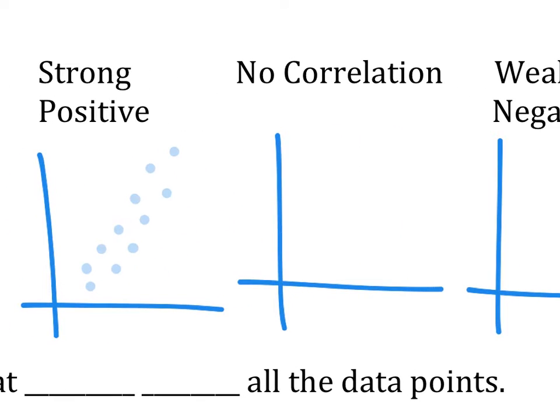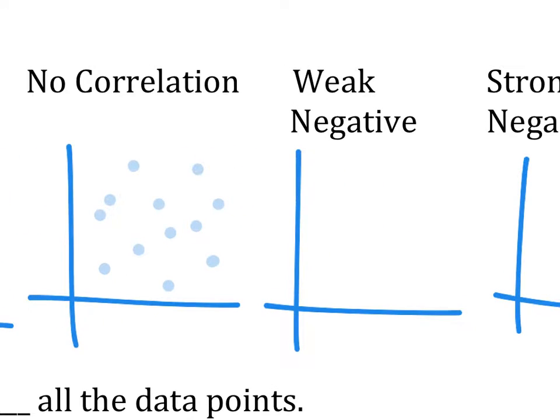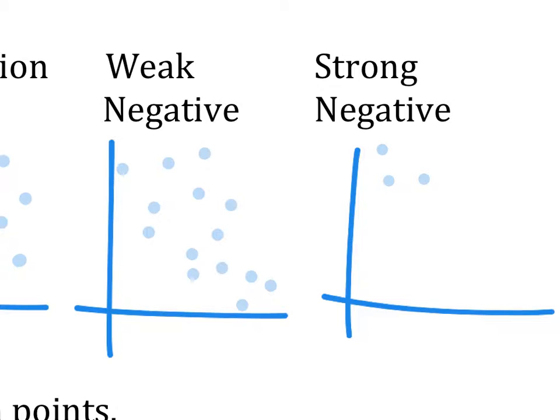Okay, no correlation means that there is just kind of a cloud of points. We can't really tell if there is a relationship between the x and y or not. Weak negative, so we're now going in the negative direction, the negative slope, but it's going to be weak, meaning that it's not very tight together. But generally, it is pointing in the negative direction. And a strong negative means that the points are tighter together and definitely in the negative direction.